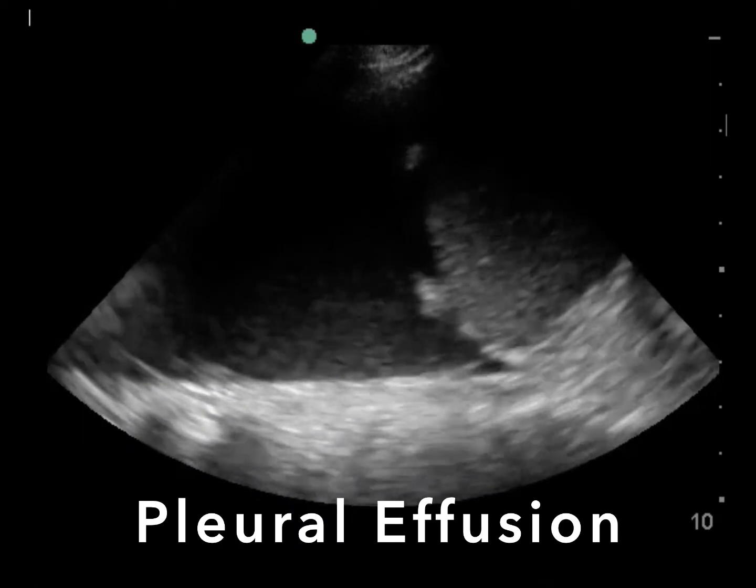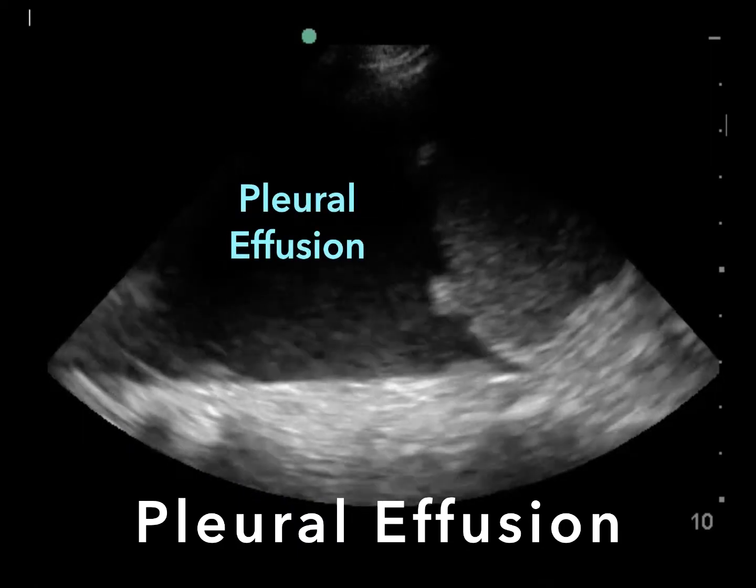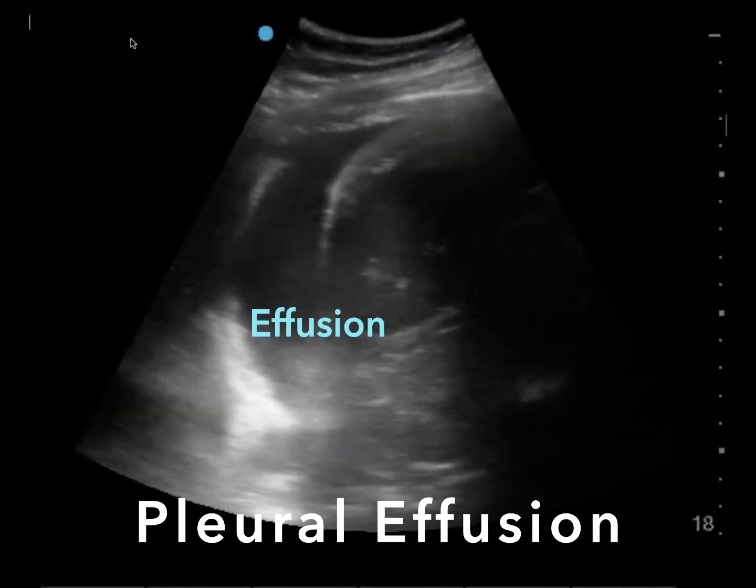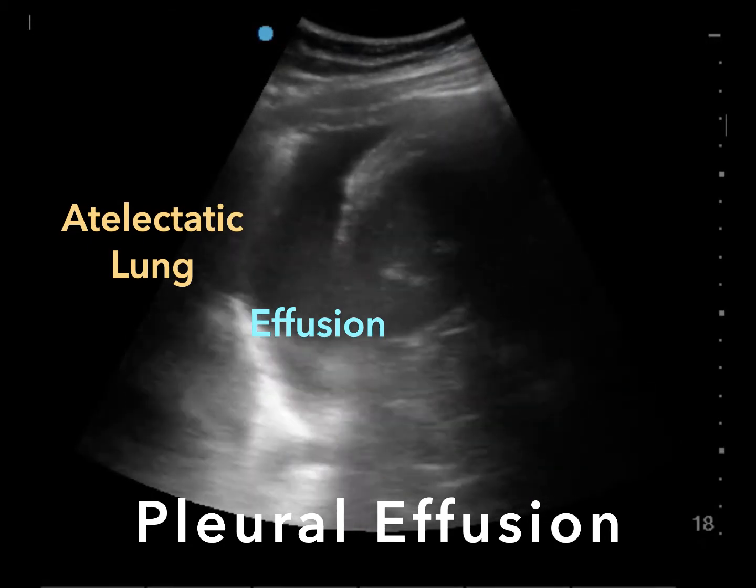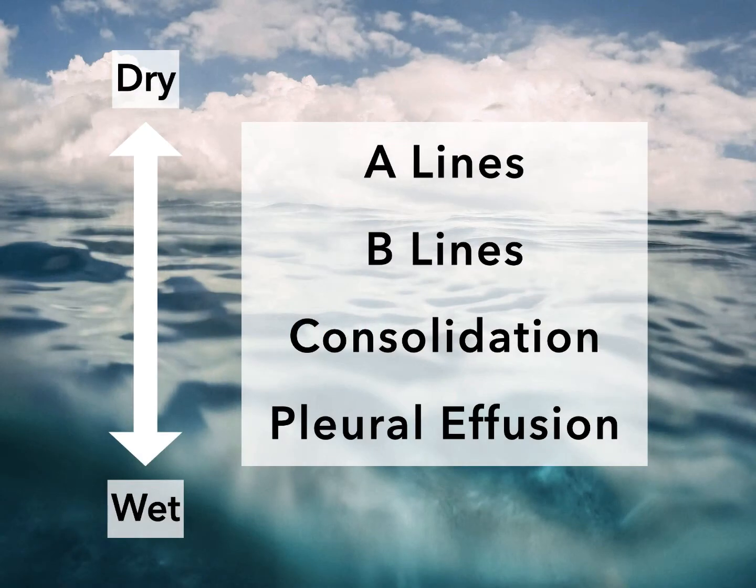Here's another example of a large pleural effusion. And here's an example of a smaller effusion with atelectatic lung above it. There's a general idea that these lung ultrasound findings exist on a spectrum from dry to wet, and that the sonographic image you see will reflect the air-to-fluid ratio in the lung.